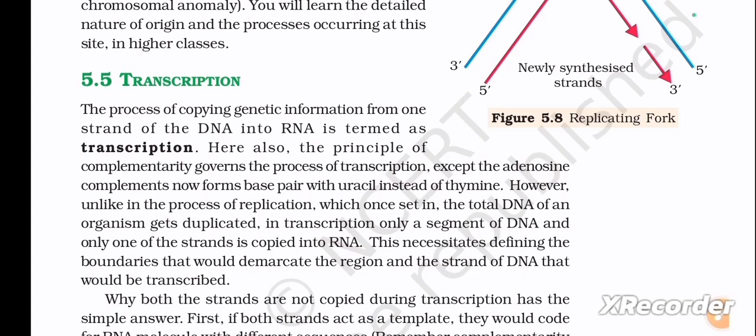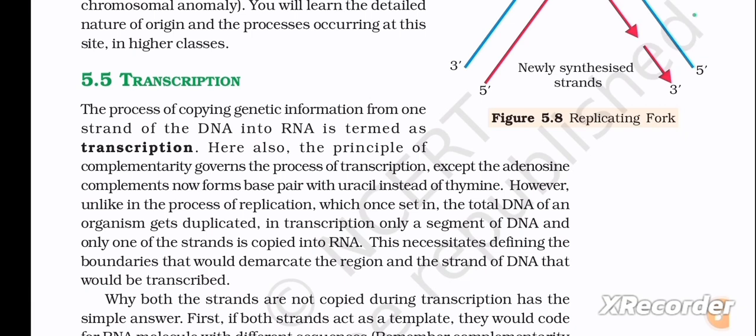Next is transcription. The process of copying genetic information from one strand of the DNA into RNA is termed as transcription. Here also the principle of complementarity governs the process of transcription, except the adenosine now forms base pair with uracil instead of thymine. However, unlike in the process of replication, which once set in, the total DNA of an organism gets duplicated, in transcription only a segment of DNA and only one of the strands is copied into RNA.